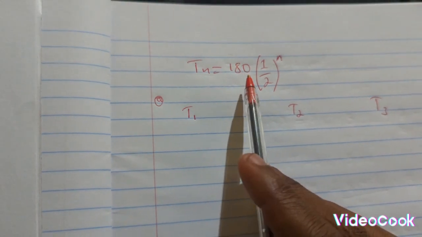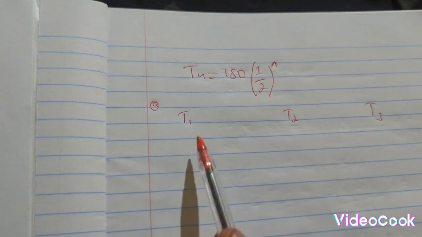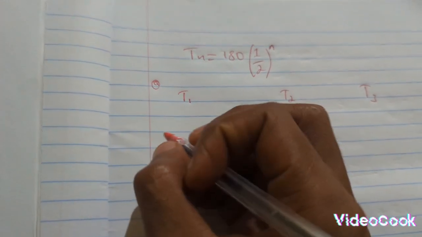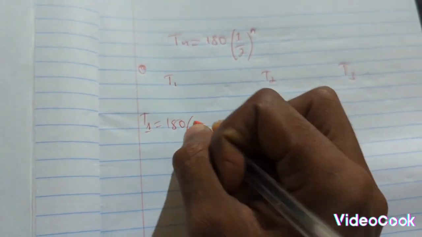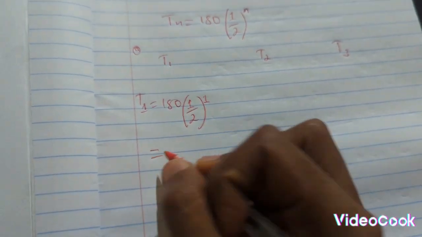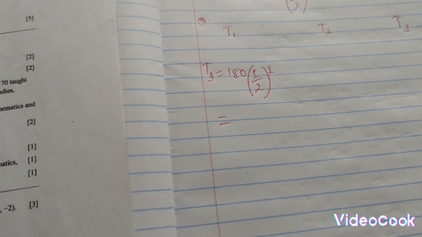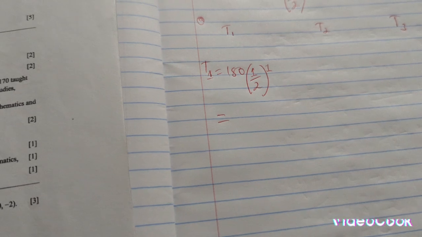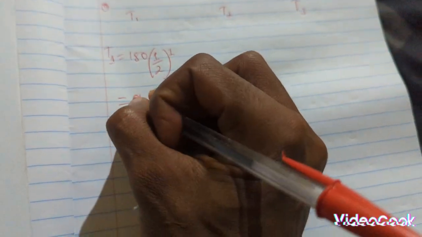So how do we find the first 3 terms? Since this is our nth term formula, where there is n, we put 1 to find the first term. What are we going to get when we punch it? On your calculator, 180, open bracket, 1 divided by 2, close, to the power 1. We get 90. So the first term is 90.